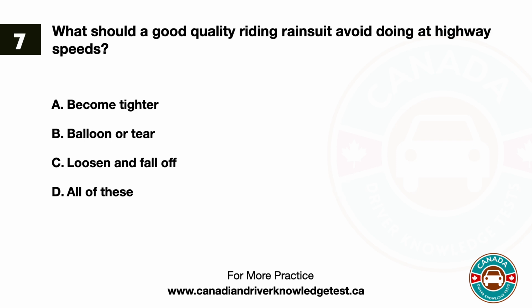Question 7. What should a good quality riding rain suit avoid doing at highway speeds? A. Become tighter. B. Balloon or tear. C. Loosen and fall off. D. All of these. The answer is B. Balloon or tear.